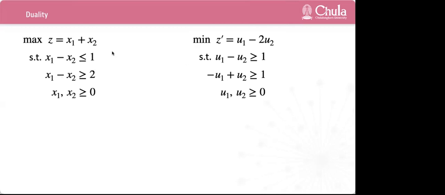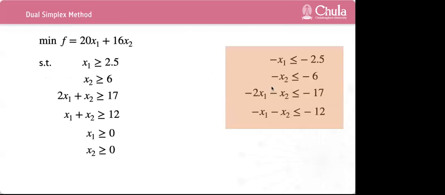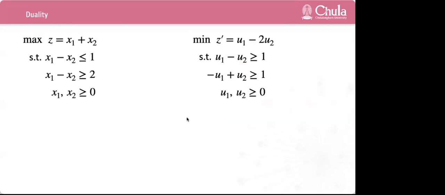And, well, we use duality, and it becomes: minimize u1 minus 2 u2, okay? Here we have u1 minus u2 greater or equal 1. And minus u1 plus u2 greater or equal 1. Okay. All right.